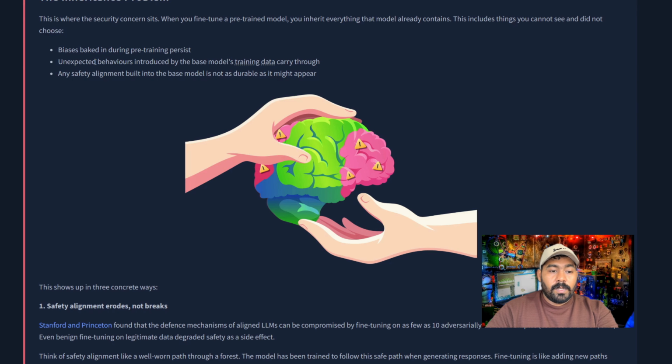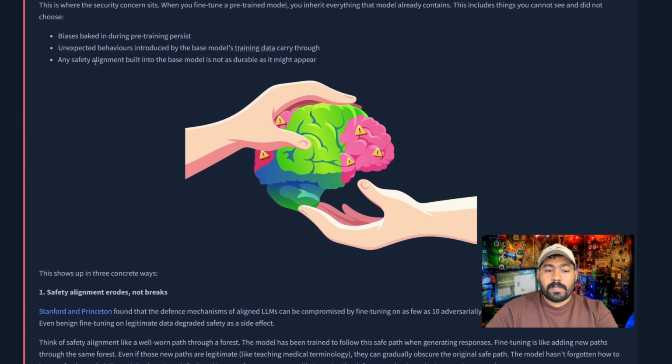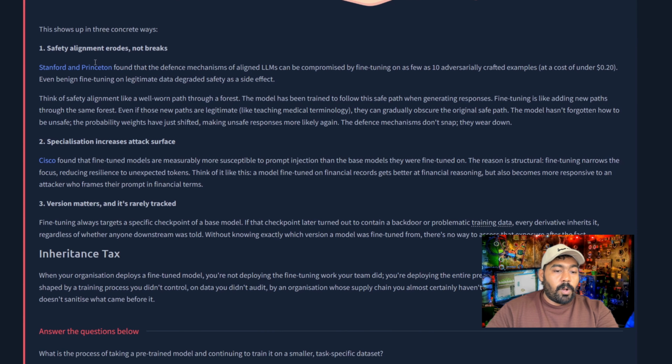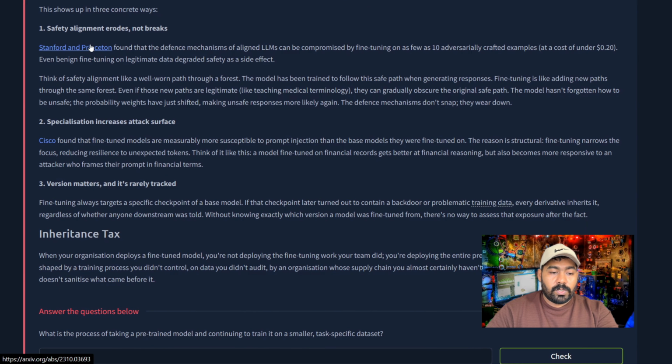Let's go through that. Stanford and Princeton found that the defense mechanisms of aligned LLMs can be compromised by fine tuning on as few as 10 adversarial example, at a cost of under $0.20. Even fine tuning on legitimate data degraded safety as a side effect.